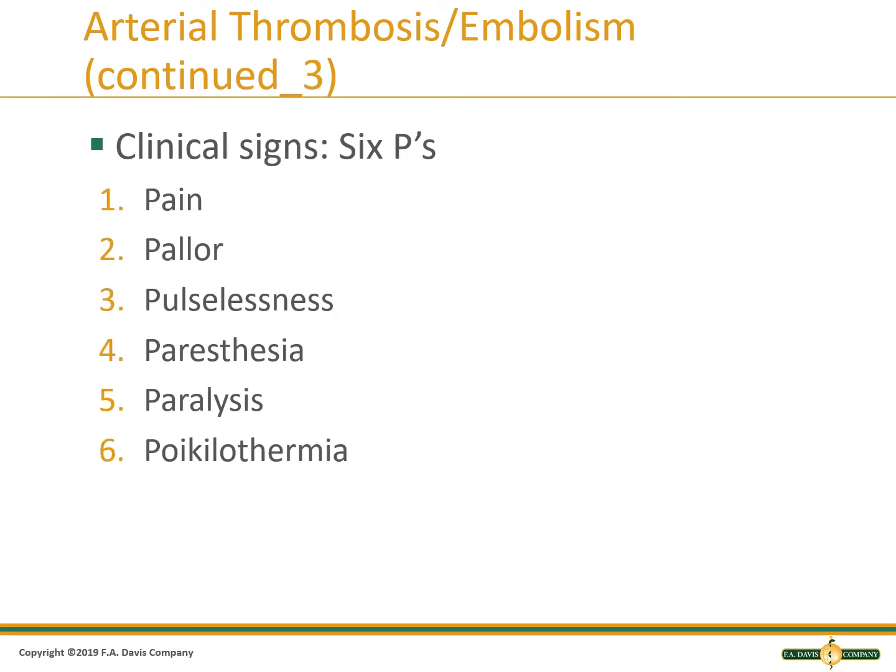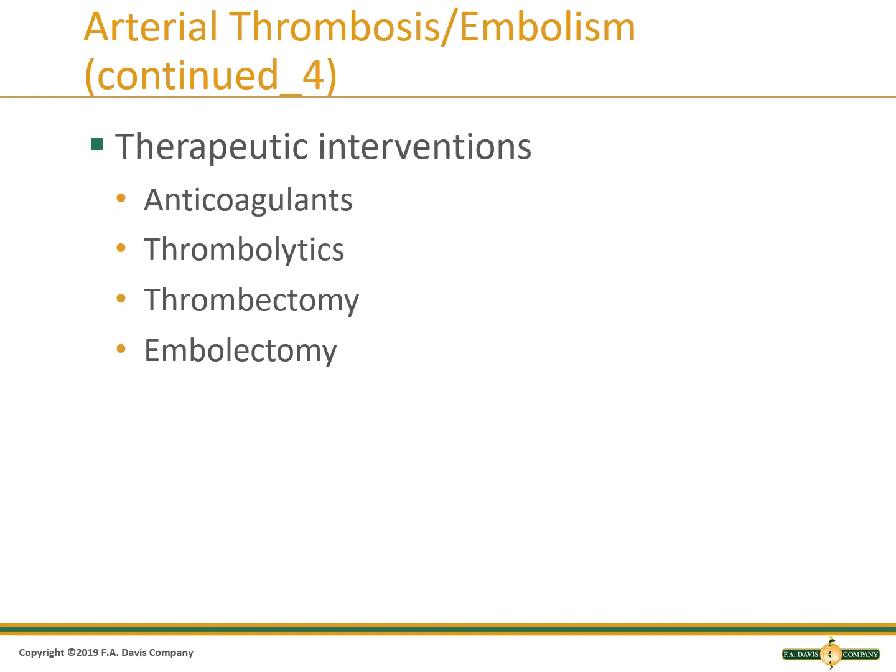Clinical signs of acute artery occlusion are known as the 6 Ps, that is pain, pallor, pulselessness, paresthesia or numbness, paralysis, and poikilothermia, which is when it assumes environmental temperature. Immediate treatment is needed to save the affected extremity.